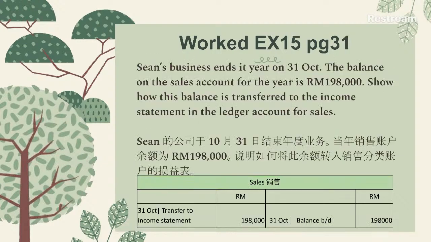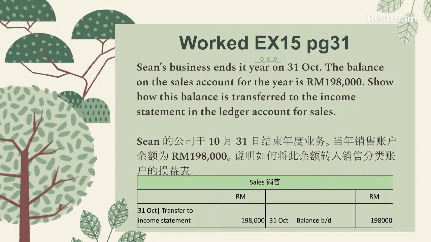Example number 15. Sean business ends by 31st of October. The balance of the sales account of the year is $198,000. And then how do we transfer it into the income statement for the ledger account? So for Sean business, in sales, the balance carried down at 31st of October is 198,000.